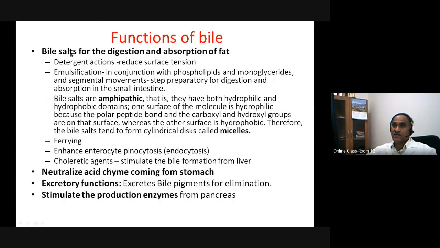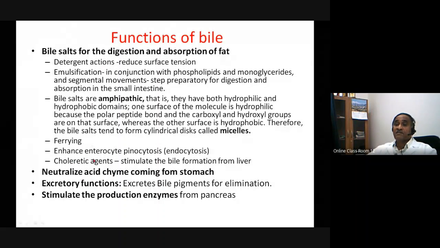So this is about the bile salts. But up till now, I'm talking about the functions of the bile salts. Functions of the bile is more than the function of the bile salt. So bile salt is one of the constituents of the bile. The other thing is it has a large quantity of bicarbonate. You see that the bicarbonate level is high.